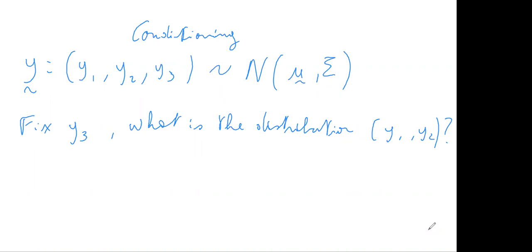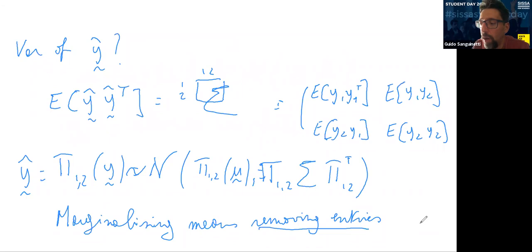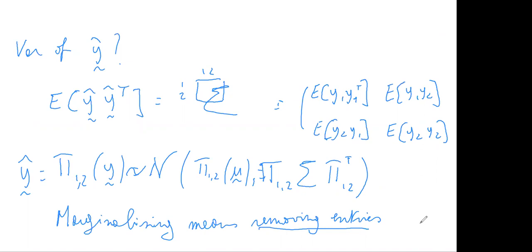Can you again repeat what is projection? Projection just means that mathematically you can see it as projecting on the hyperplane defined as y3 equals zero, parameterized by y1 and y2. I understand this marginalization, but I don't understand why you use this notation.